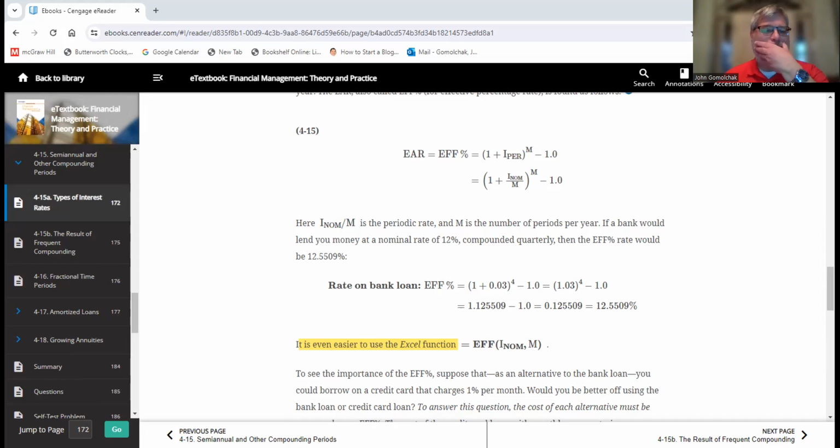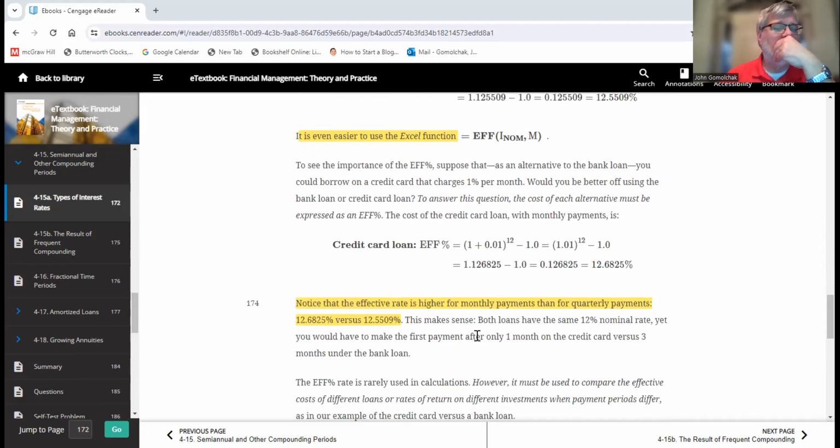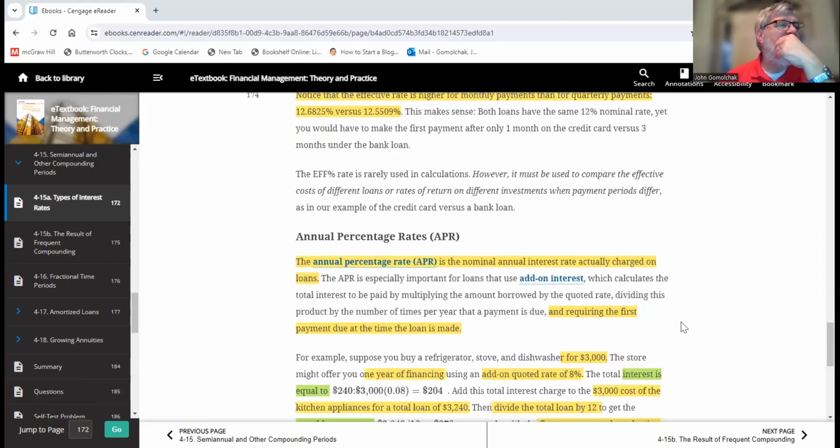All right, to calculate the effective annual rate, all right, I had to sneak away there for a minute just to make sure that I knew what I was doing. So let's talk about the effective rate real quick here.